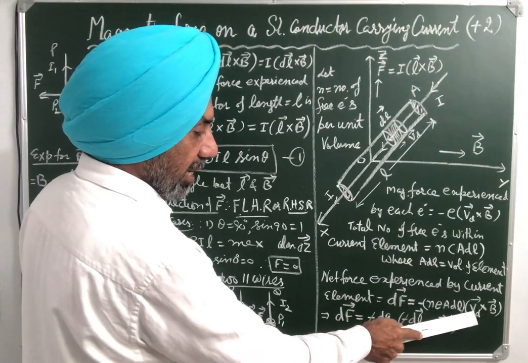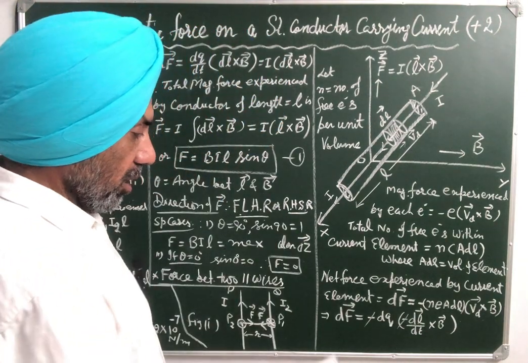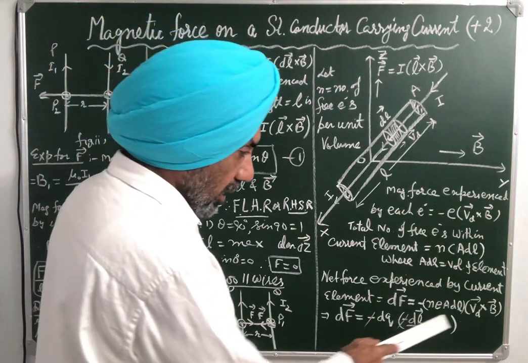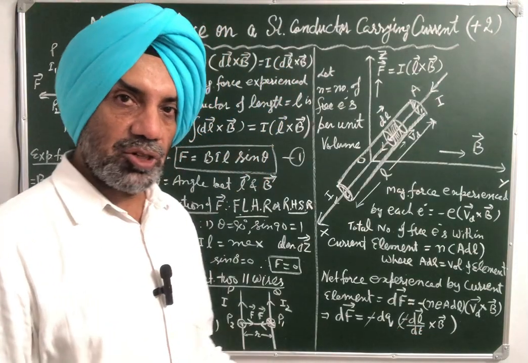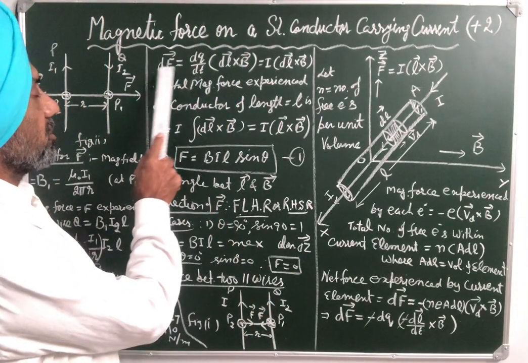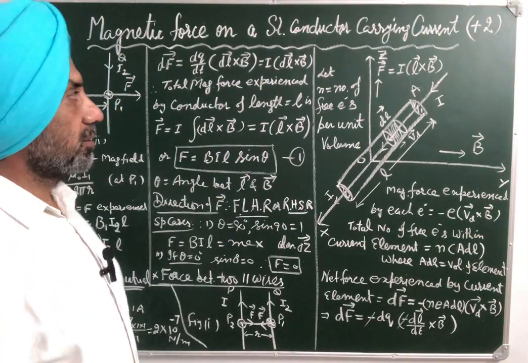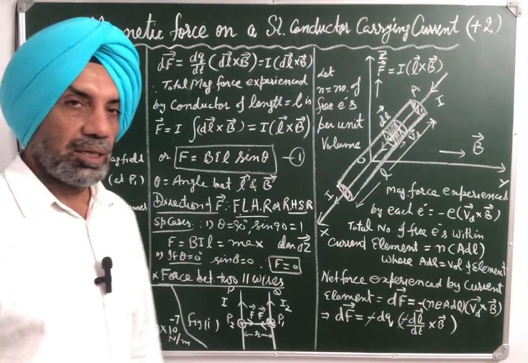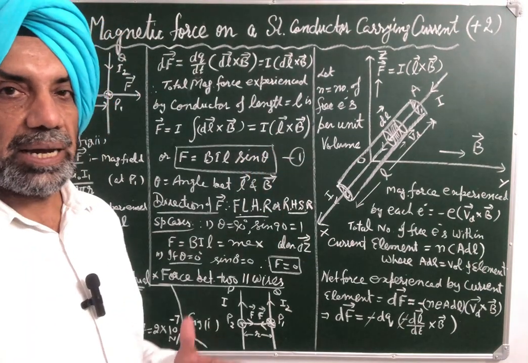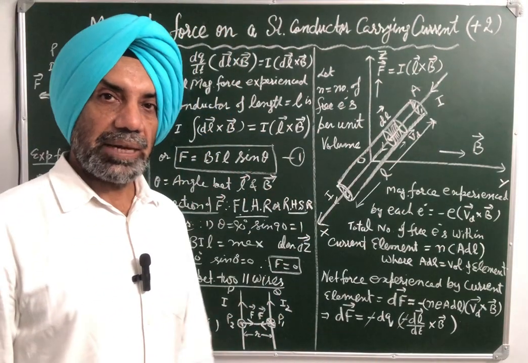minus n e A dl into Vd vector cross B vector, or dF is equal to minus dq, this is the total charge that flows, Vd. The velocity is defined as rate of change of displacement, so minus dl by dt cross B. Minus minus cancels, so dF is equal to dq by dt, dl cross B. What is dq by dt? Nothing but electric current, so I into dl cross B. So dF vector is equal to I into dl vector cross B vector, which gives the magnetic force experienced by a small current element placed in the magnetic field B.